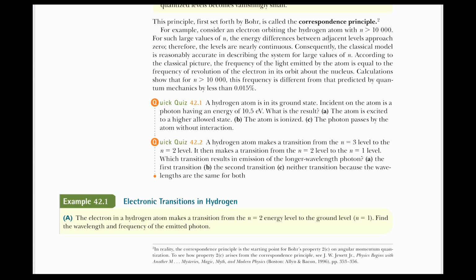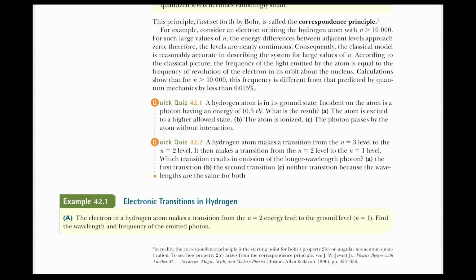The atom is ionized. The photon passes by the atom without interaction. So a hydrogen atom is in its ground state. Ground state means n equals 1. We hit it with a photon of 10.5 electron volts. What is the result? A, the atom is excited. B, the atom is ionized. C, the photon passes by without interacting with the atom.